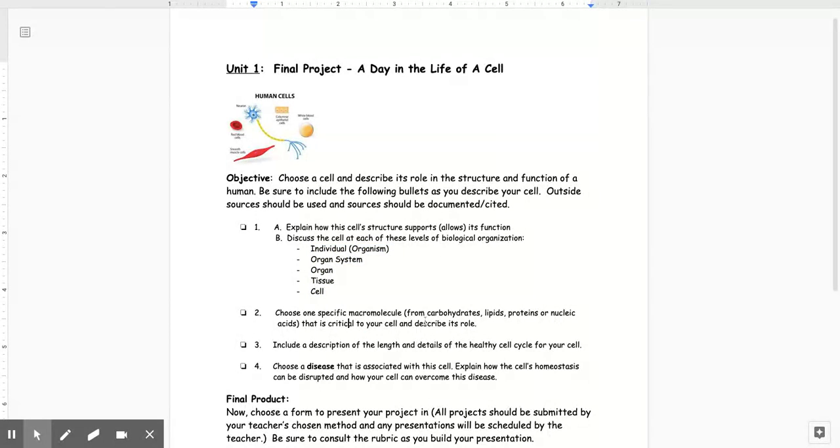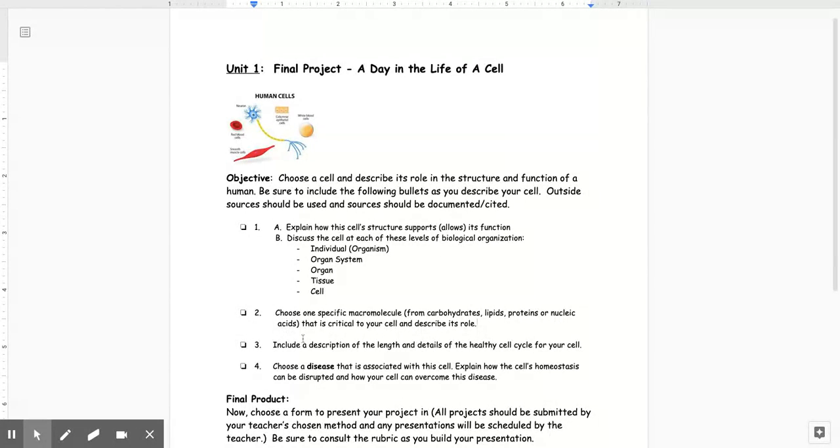Part 2, you want to pick a specific macromolecule. So that is a carbohydrate, lipid, protein, or nucleic acid. That is very important to your cell, and describe why it is very important to your particular cell. We want to get specific, not generic.